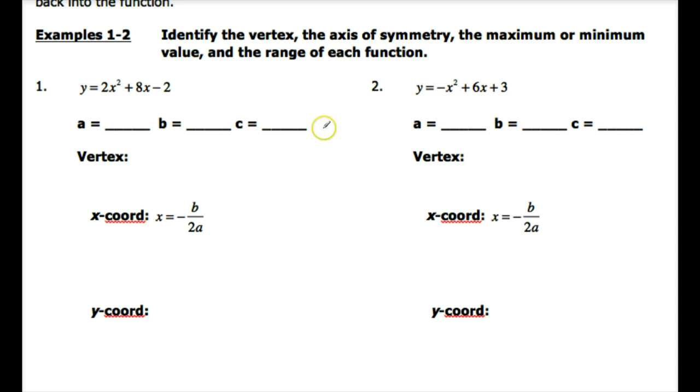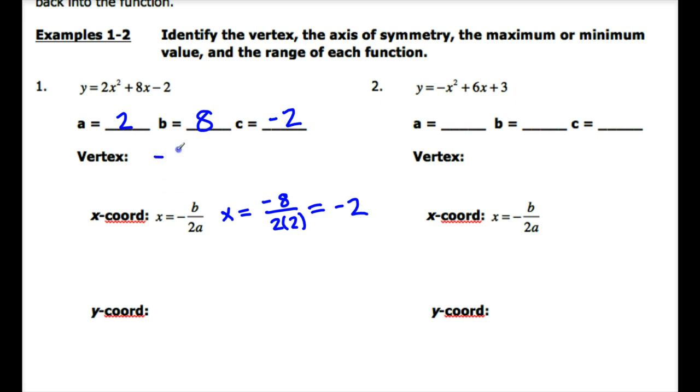Okay, so for number 1 here, I have y equals 2x squared plus 8x minus 2. The first thing I want to do is just identify a, b, and c. So those are just going to be your coefficients. So your a value, your leading coefficient is 2. Your linear term has a coefficient of 8, and then your constant is negative 2. And so if we use our formula for our axis of symmetry, or our formula for the x-coordinate of the vertex, that's x equals negative b over 2a, plug into that, that would be x equals negative 8 over 2 times 2, which is going to give us negative 2.